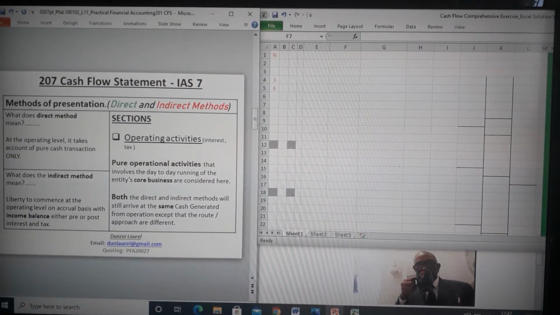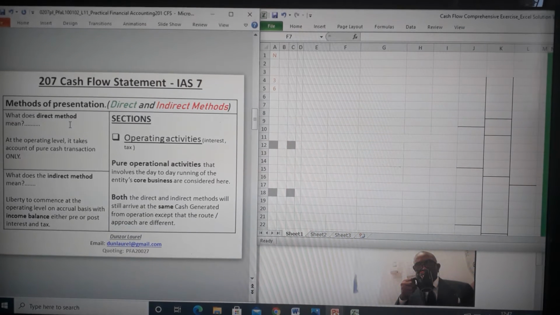So, methods of presentation. As I said, it could be the direct and indirect methods. Those are the major ones. And what does the direct method mean? Purely, it is to do with the operation level. The direct method takes account of pure cash transactions only. Cash transactions only.